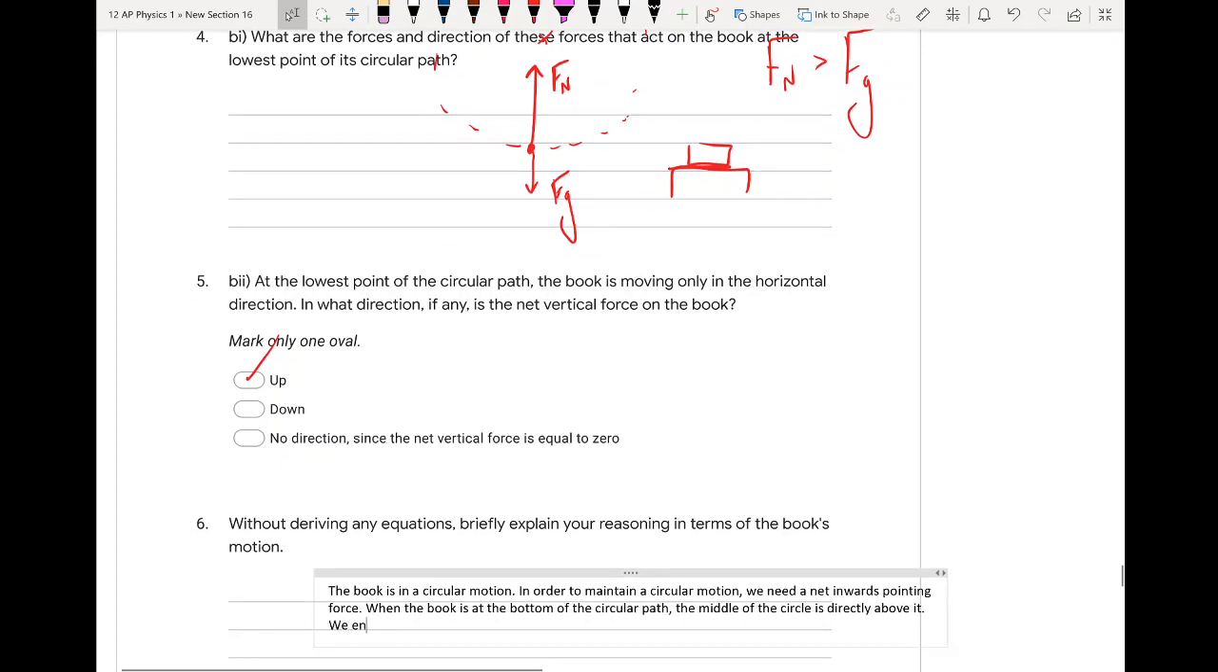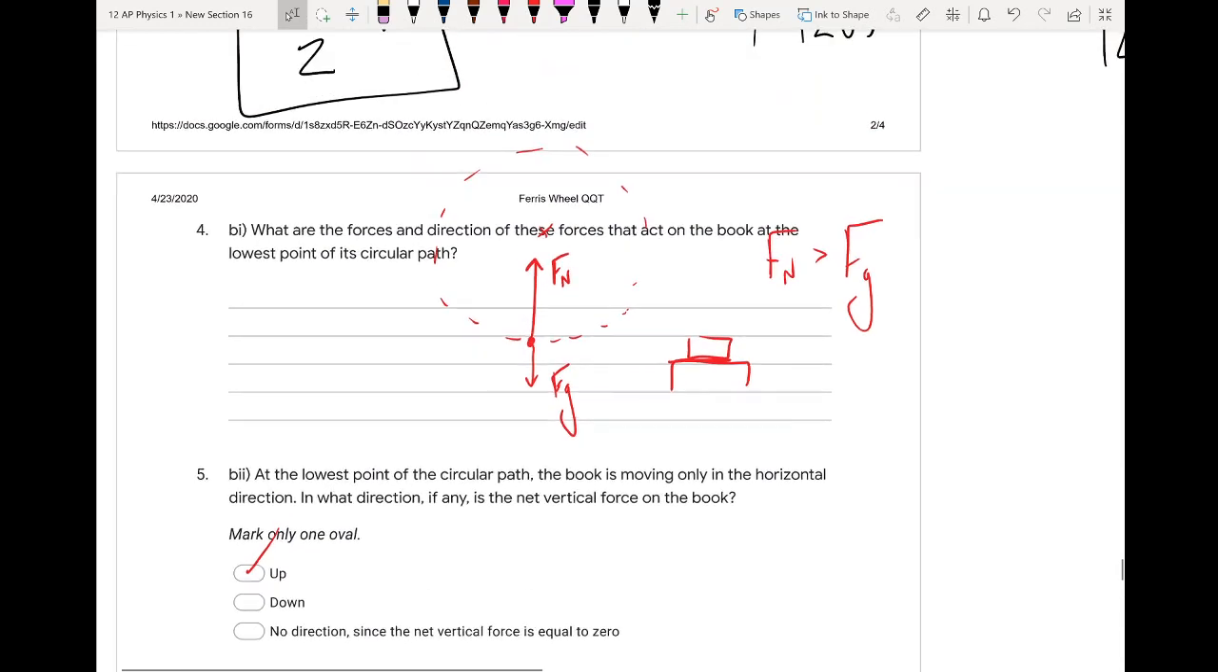We need a net force pointing up in order to maintain a circular motion. Yeah, so just this idea that in order to keep a circular motion, you need a net inwards force. You need something pulling it back in.